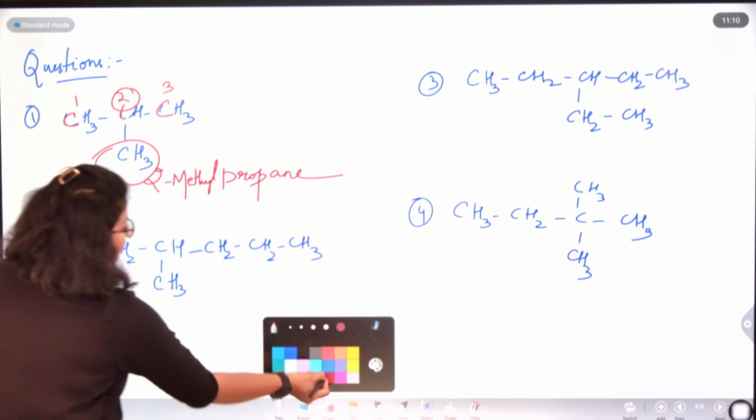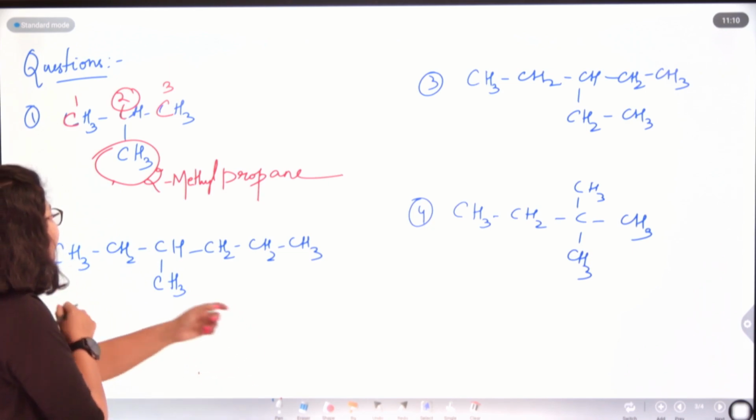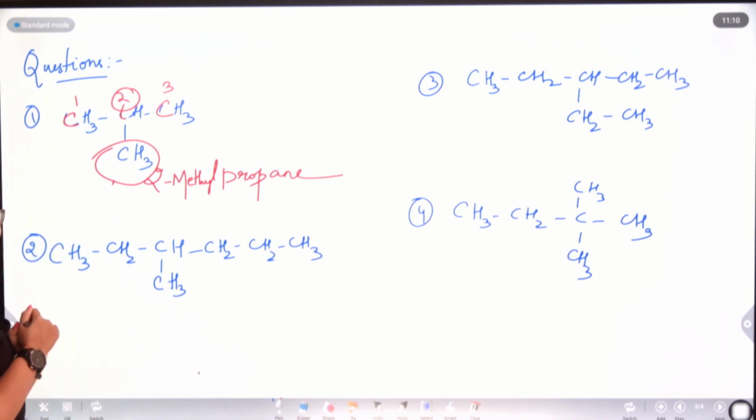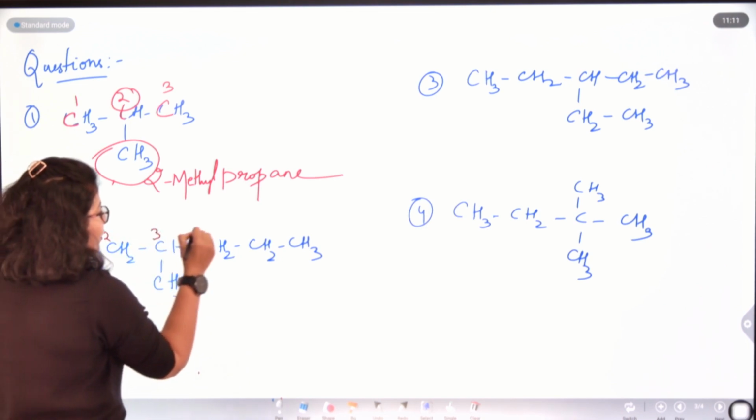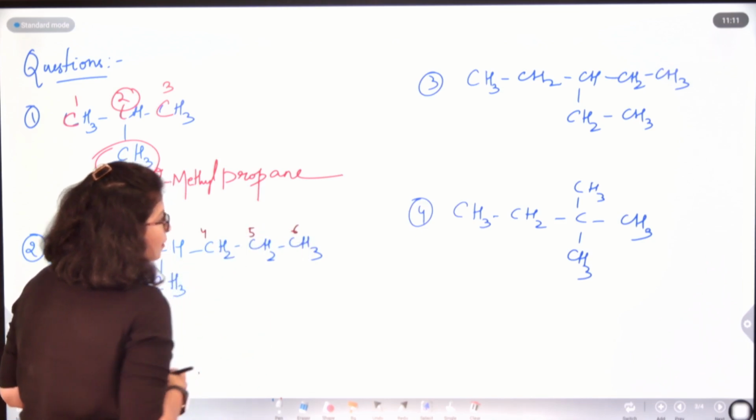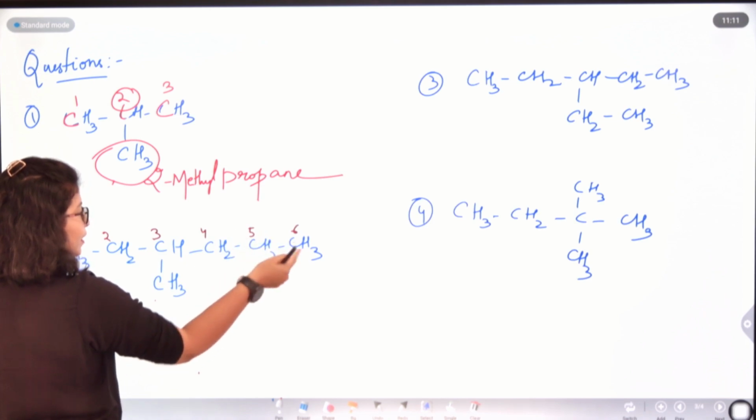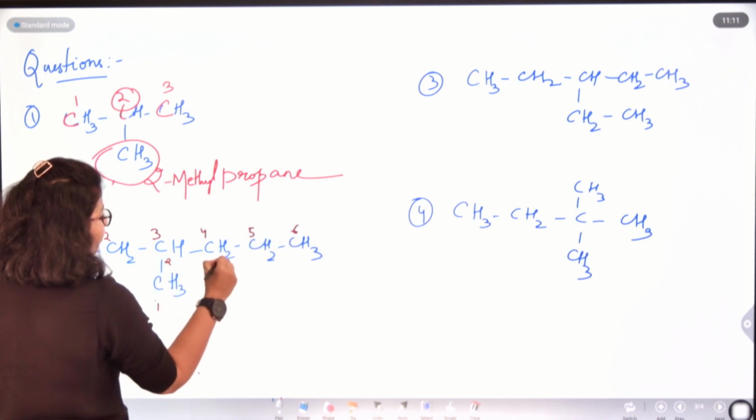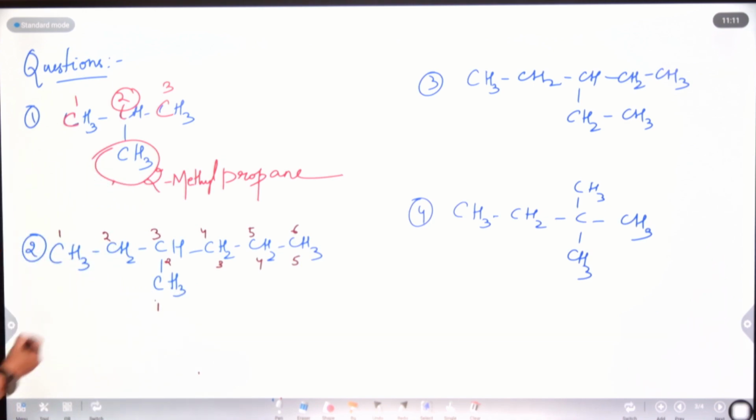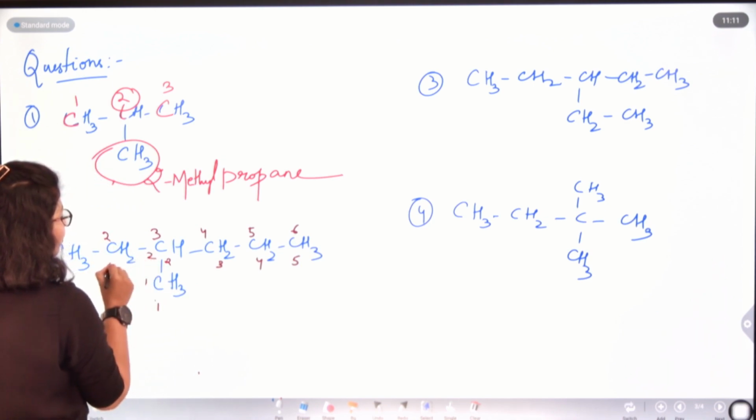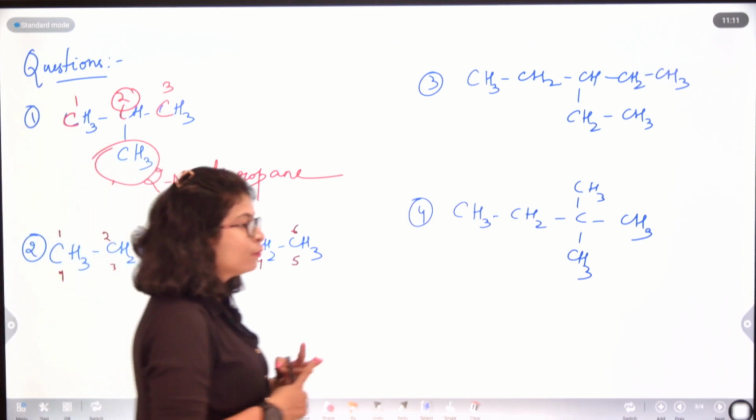Now, if I see the second example, it seems a bigger one than the previous one, but following the rules, it will be all easy. So if I start naming my carbon chain, let me choose this one: 1, 2, 3, 4, 5, 6. Now I can go this way also: 1, 2, 3, 4, 5, 6. Sorry, 5 carbon atoms this way. If I go the other way, 1, 2, 3, 4. 4 carbon atoms. So here I have the possibility of choosing among the 3.